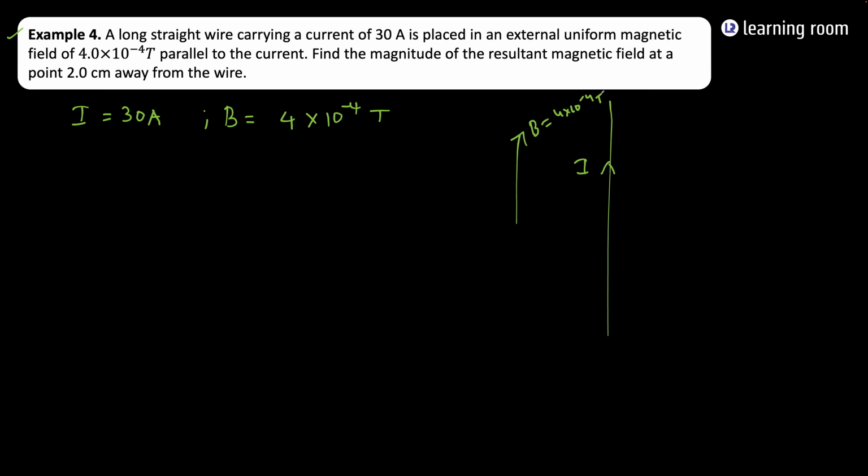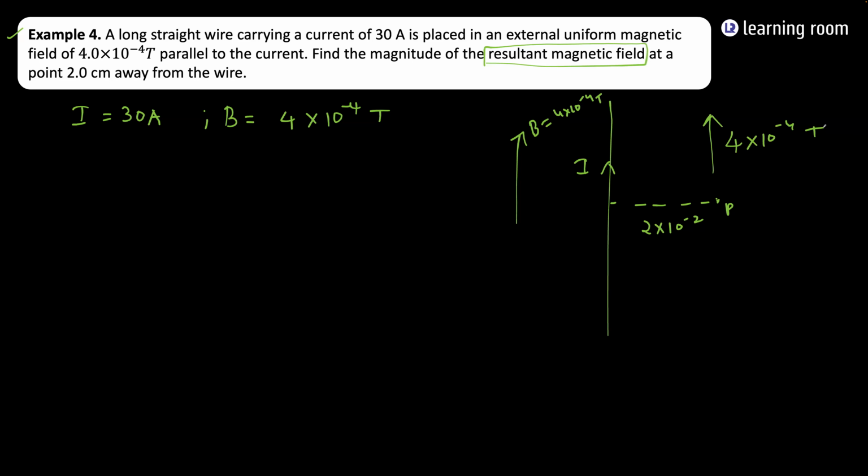Now the second part is find the magnitude of the resultant magnetic field at a distance of 2 centimeter away from the wire. So there is a point P here, which is 2 centimeters, so 2 into 10 power minus 2 meter. We need to calculate the resultant magnetic field. So observe, if the magnetic field is parallel to the current carrying conductor, at point P also it is going to have the same value of 4 into 10 power minus 4 Tesla.